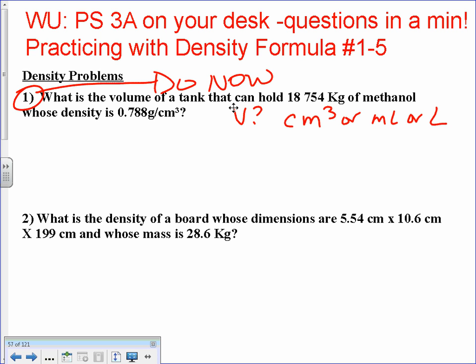What do we have? Well, we have this huge kilogram mass, and we have this 0.788 grams per centimeter cubed. How would you start off by solving this problem? Write out what part? So like a proportion? Yeah. Okay? Look at the numbers that we have and put them into the formula. So you're going to set up a proportion as a density formula, 0.788 grams per centimeter cubed.